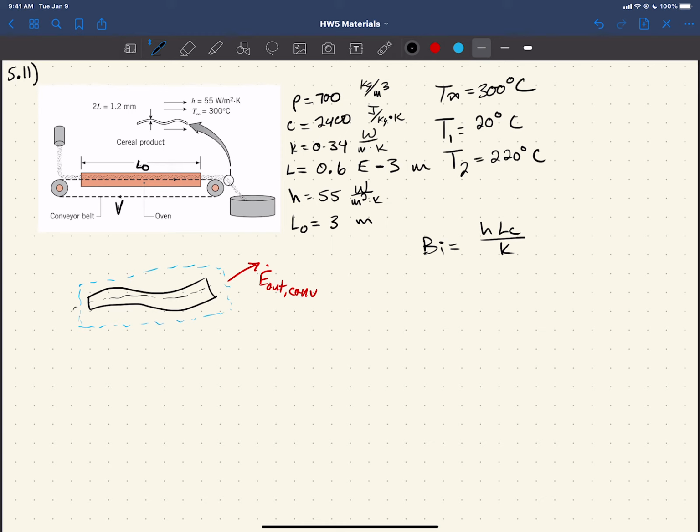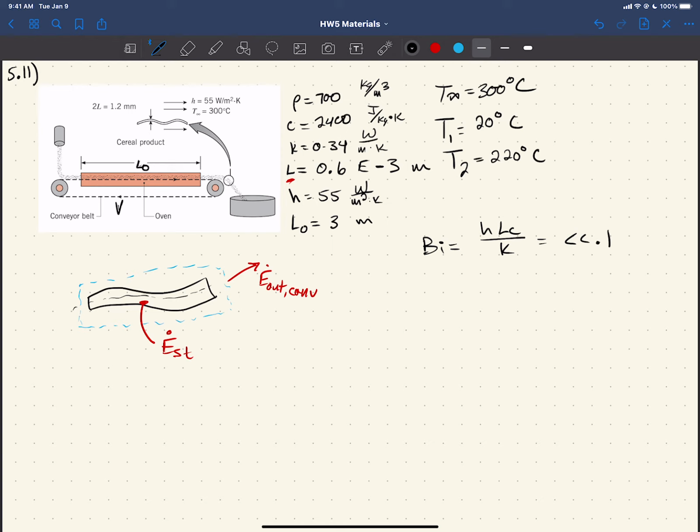And so with that being said, if the thickness 2L is equal to 1.2, then that Lc, that half that we care about, you divide by 2, and it's going to be 0.06, which I already have written here. And so you calculate your Biot number, and you're going to get something really small. It's way less than 0.1. So you're like, woohoo, I can use my lumped capacitance approach. So now we're just going to care about the E dot st there.